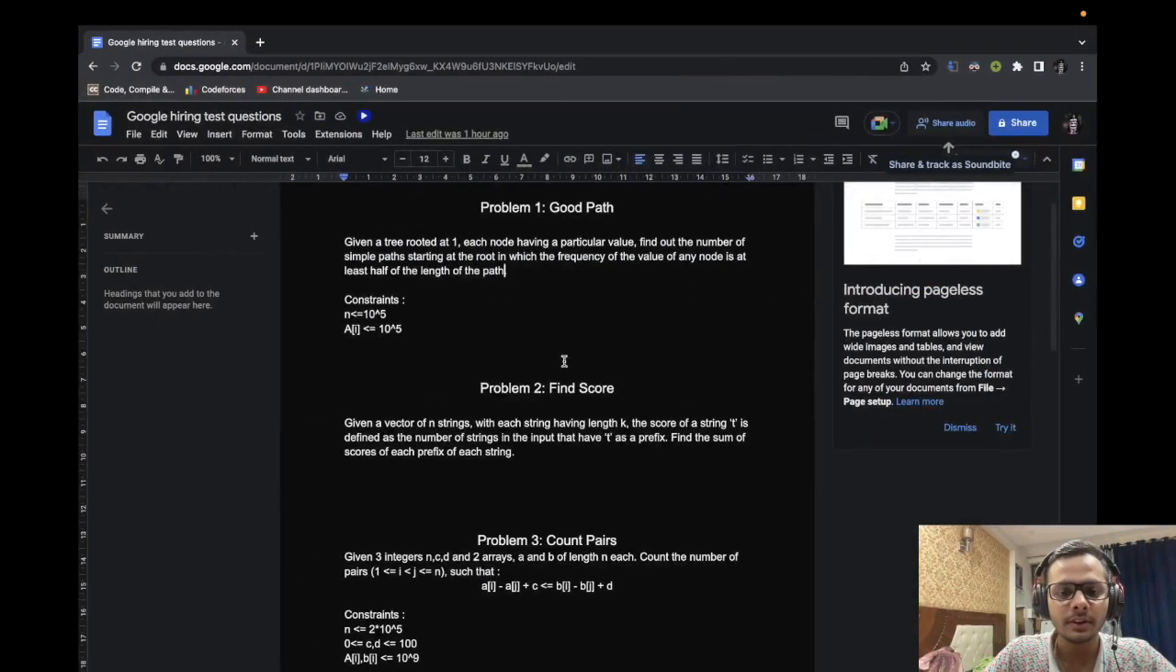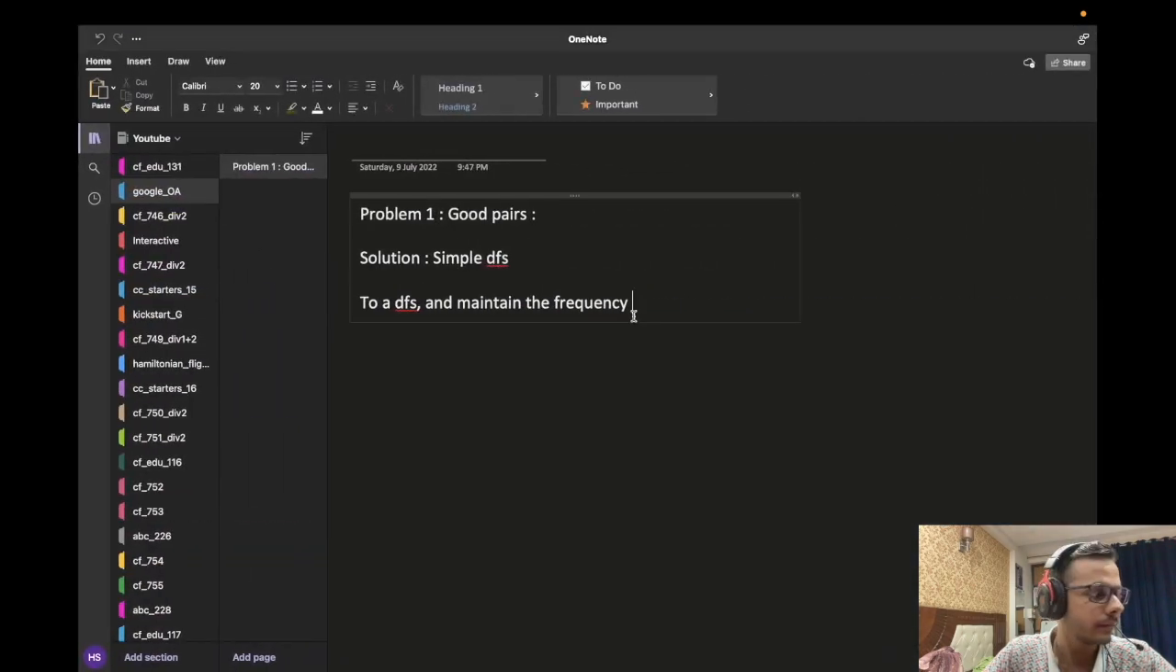Also in the constraints you can see that the numbers are only up to 10^5, so you can maintain a frequency vector, or let's say a count vector, where count[i] denotes the frequency of i in the path from the current node to the root, right? And this can be maintained using DFS.